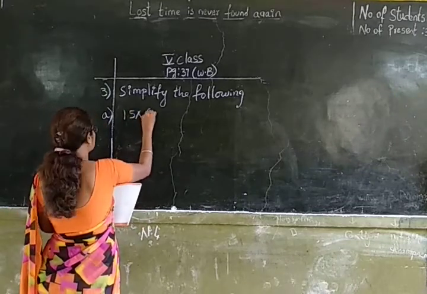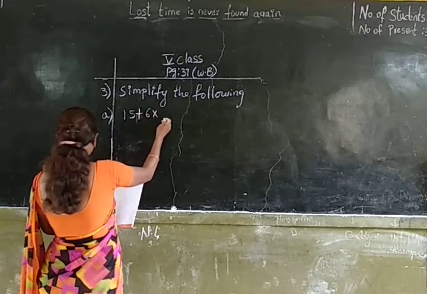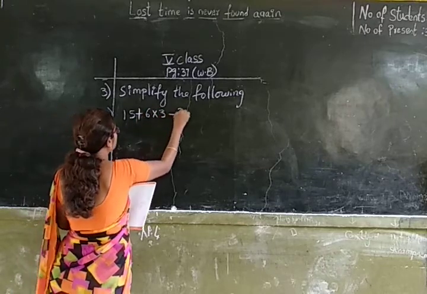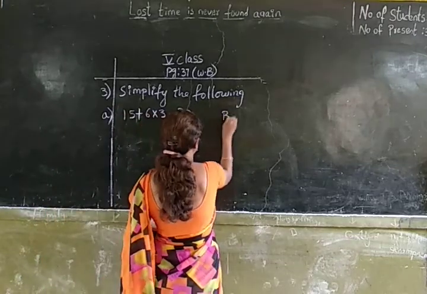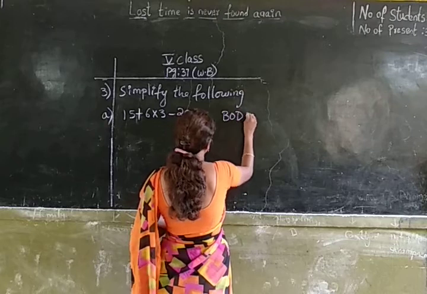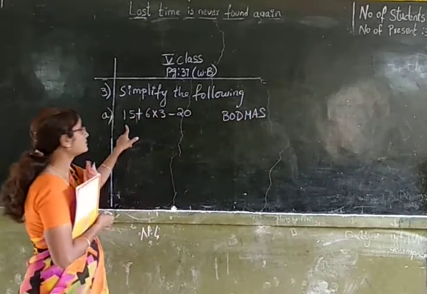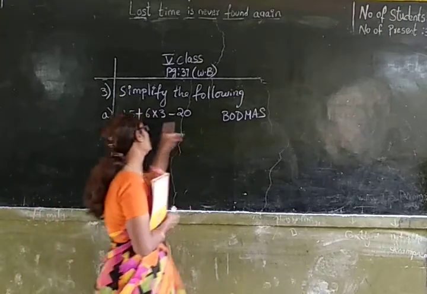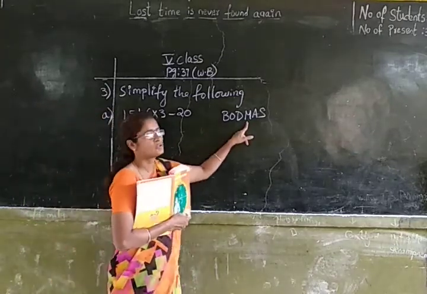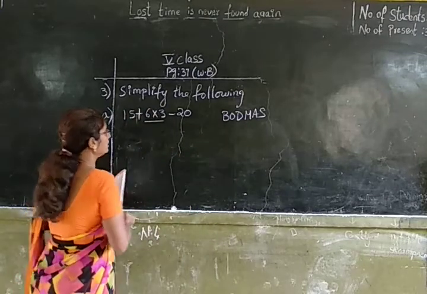15 plus 6 into 3 minus 20. So according to the BODMAS rule, first we have to solve the bracket, terms in the bracket. But there is no terms which are in bracket. So we have to start from division. Division is also not given. So we have to start with multiplication. So let us multiply these two numbers.